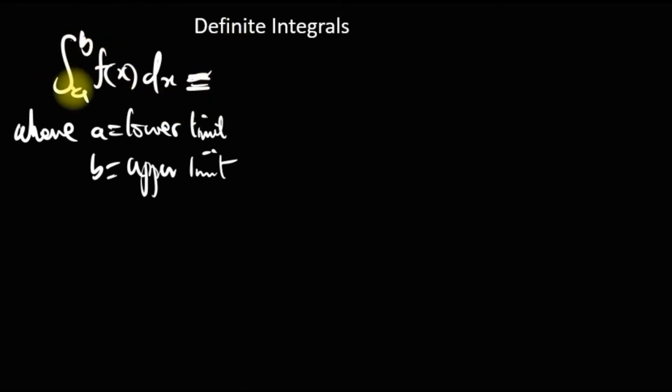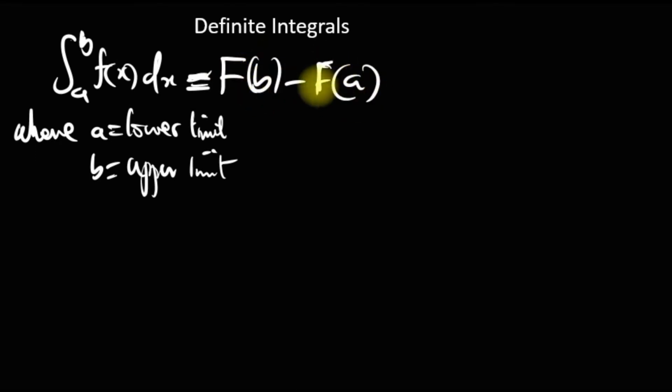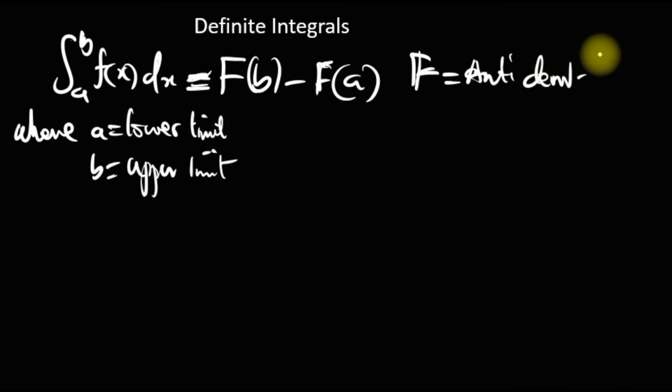And once you have the integral of f(x) from a to b, it is always equal to F(b) minus F(a). You wonder what is this function F? This is just the antiderivative of f, meaning you have to integrate this, after which you subtract the lower from the upper limit.